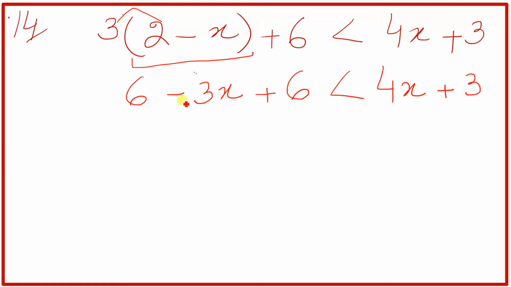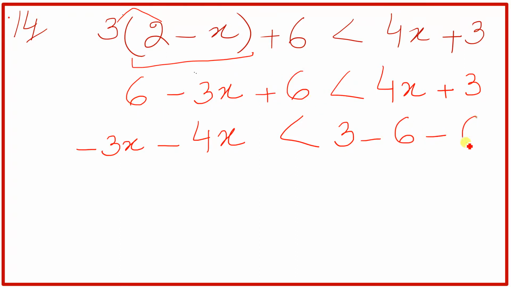Now we have to take the transpose. See, this negative 3x will remain the same, but this positive 4x on the right hand side of the inequality sign, we have to bring it on the left hand side, so the sign will change. This is called the transpose. Less than, positive 3 will remain the same. This is positive, this is positive. On the right hand side both will be negative. So it will be negative 7x is less than 3 minus 12.